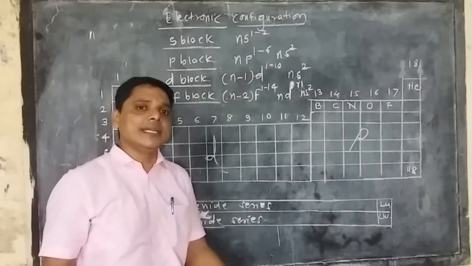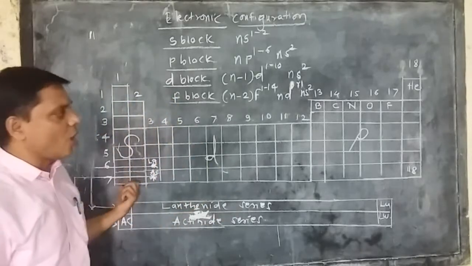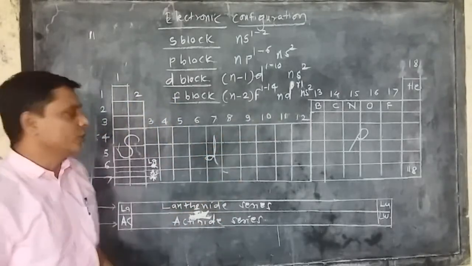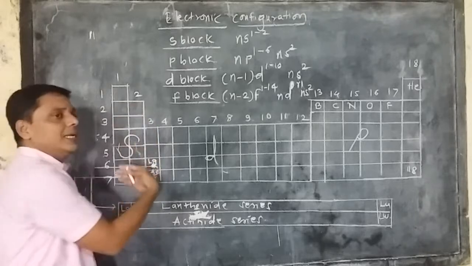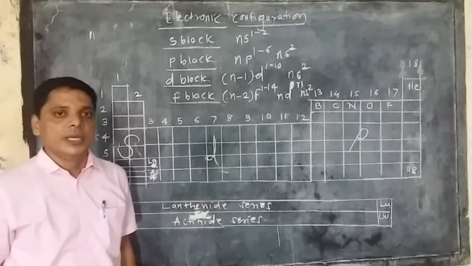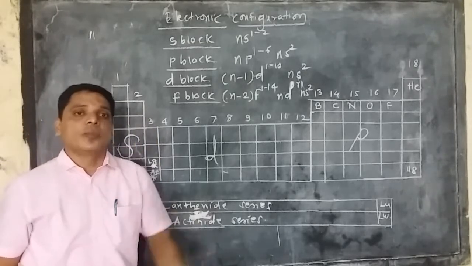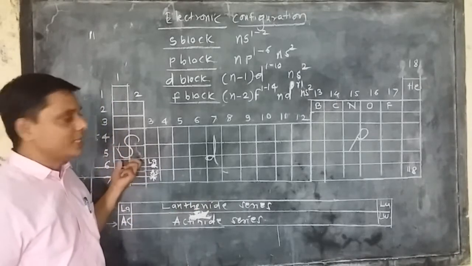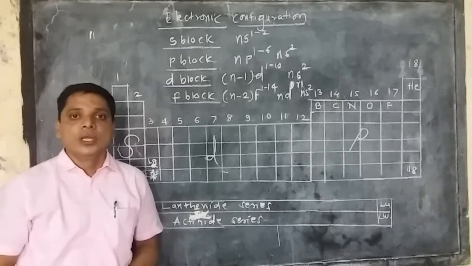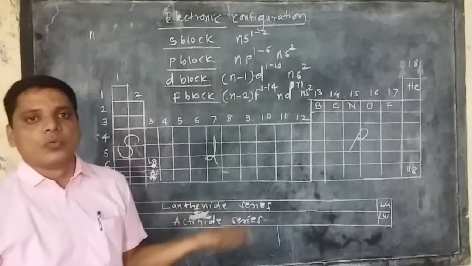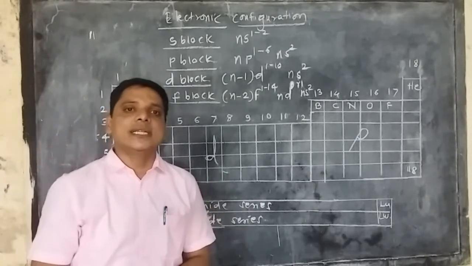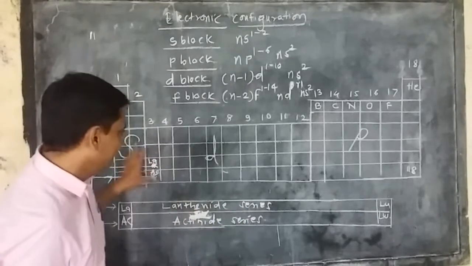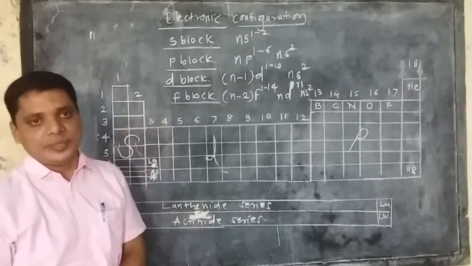Now again we get the properties of this block-wise formation. The S block elements are highly electropositive, which means they have donor property. They always donate electrons to another element. So they are highly electropositive. They have a minimum number of electrons, either 1 or 2, in the outermost shell, so their reactivity is higher.